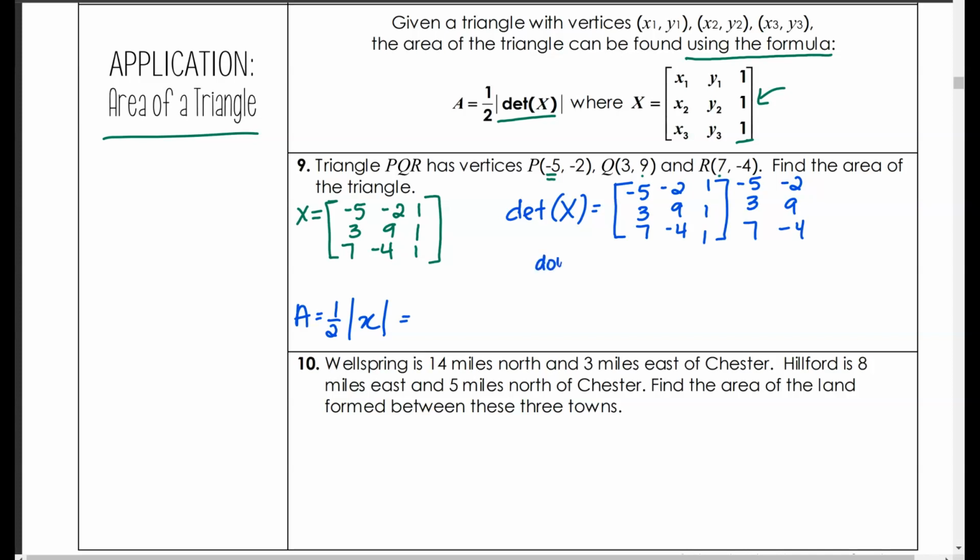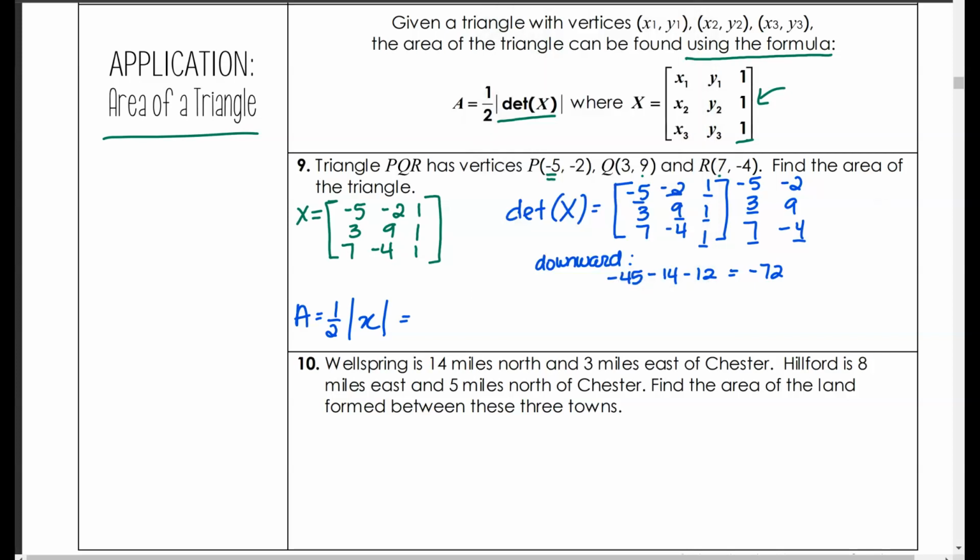So when I'm looking at the downward, I'm going to take -5, 9, and 1, multiply those together. That's going to give me a -45. Then I'm going to take -2, 1, and 7. So that's going to give me a -14. Then I'm going to take 1, 3, and -4. And that's going to give me a -12. So -45 minus 14 minus 12, that's going to give me a -71.